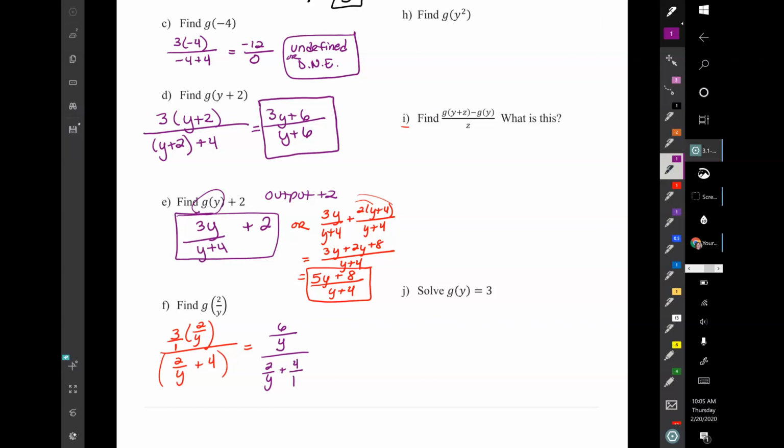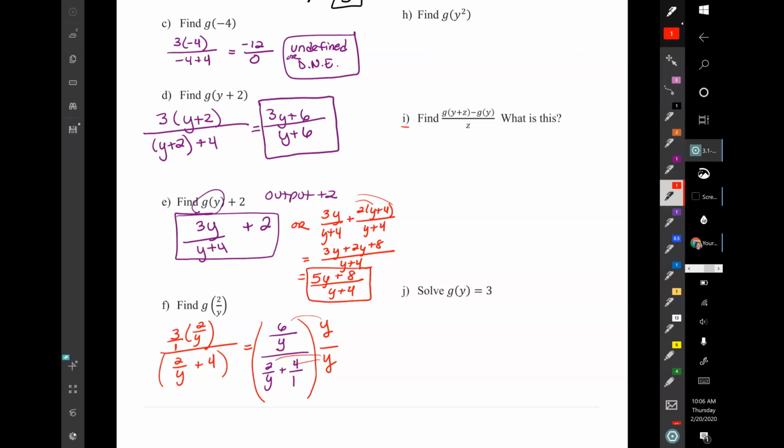Now I can't combine those easily like I did above because it was just numbers. So I am going to take the entire fraction and multiply it by the common denominator. I look at all the denominators involved. I have a y here and a y and a 1. These are denominators, okay? So what I have as my lowest common denominator is actually the y. So I'm going to multiply by y over y. Then I'm going to distribute basically.